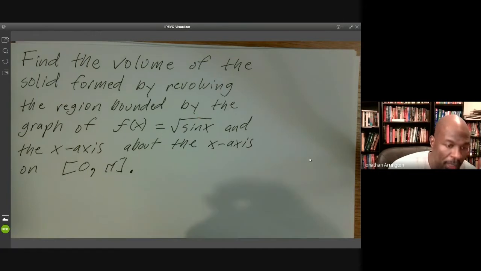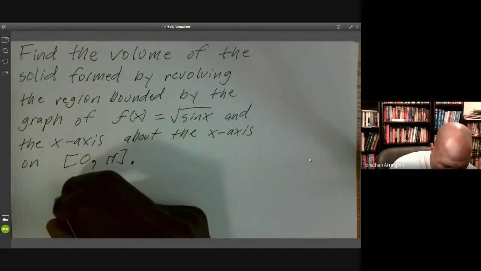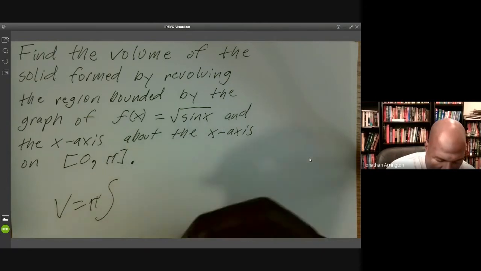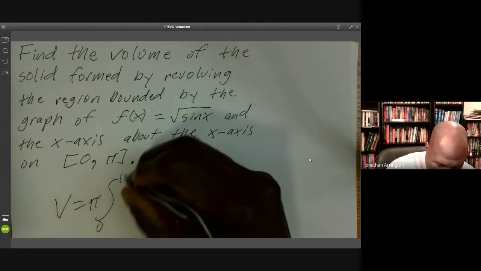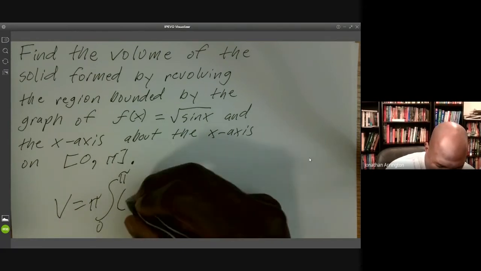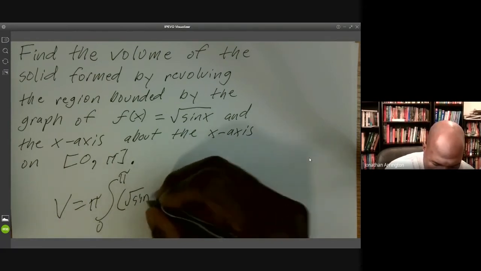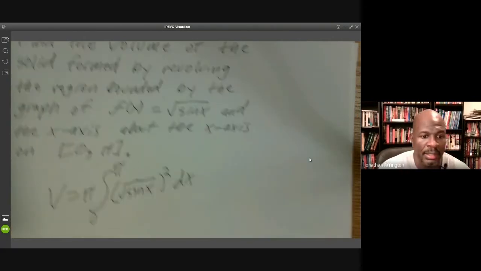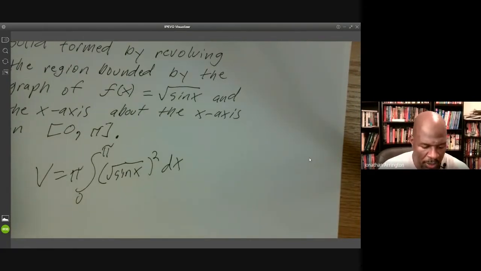Okay, so again, this is our formula. So the volume in this case is going to be pi times the integral from 0 to pi of f of x, which is the square root of sine x, squared dx. So that's the formula we're going to use.